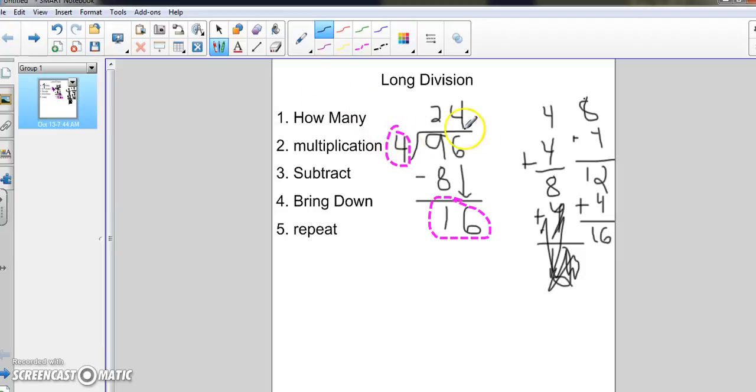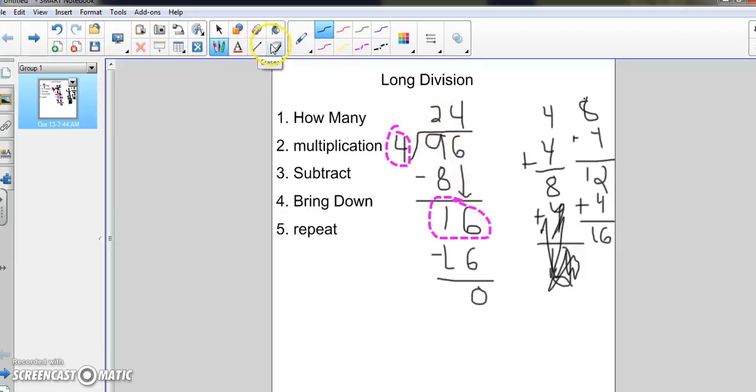So I go through my steps again. Multiply. 4 times 4 is 16. Subtract. 16 minus 16 is 0. There's nothing left to bring down, so we don't need to repeat, and this tells us that we have no remainder. So 96 divided by 4 is 24.